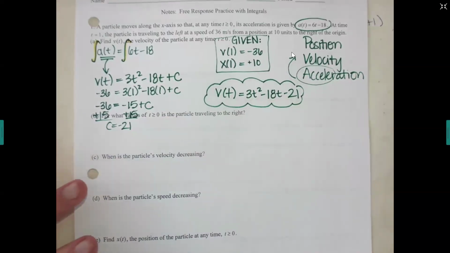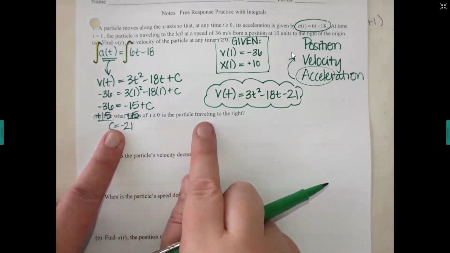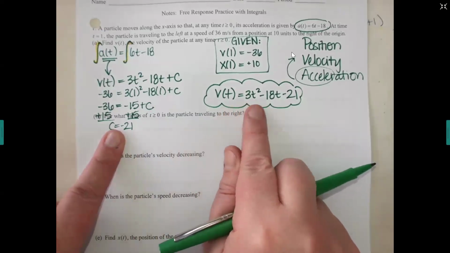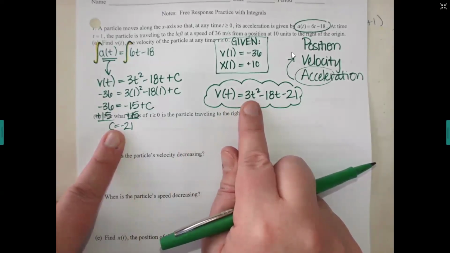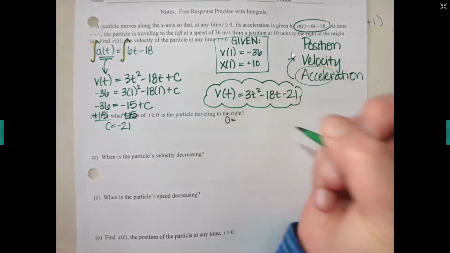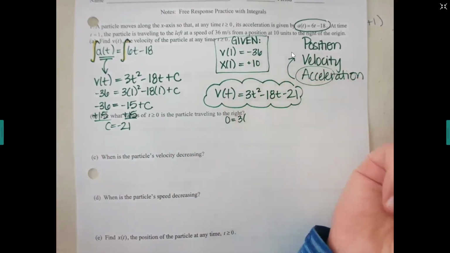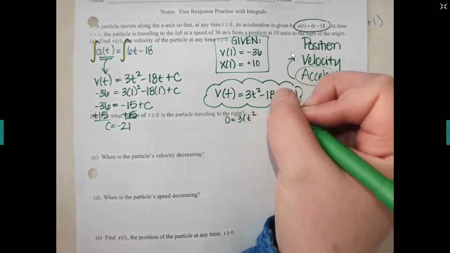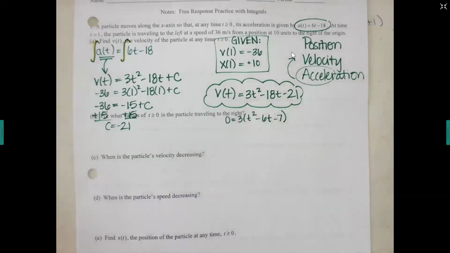Now, the next set of questions are already things that you should know how to do. If I want to know when the particle is traveling to the right, what would I do with this velocity equation? Factor it, good, and then I'm going to do a number line on it, right? So if I want the particle traveling to the right, I'm going to set this equal to 0. I see all those numbers can divide by 3. So that'll give me t squared, 18 divided by 3 will go to a 6, 21 divided by 3 will go to a 7.